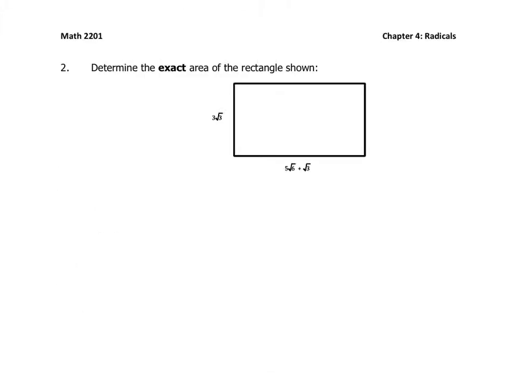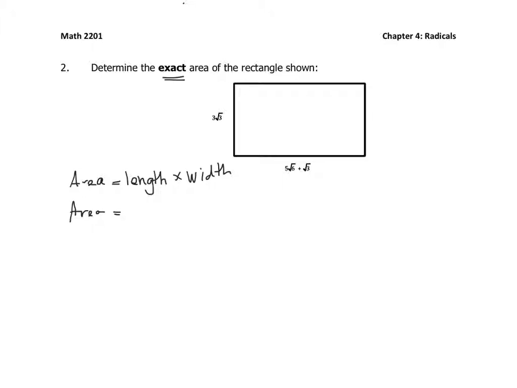All right, so the next example here is just basically an application question involving multiplying radicals. So if you're looking for the area of this rectangle, area, if you remember, for a rectangle is length times width. So the area, and you're asked to find the exact area, which means keep it in radical form, don't change those to decimals.